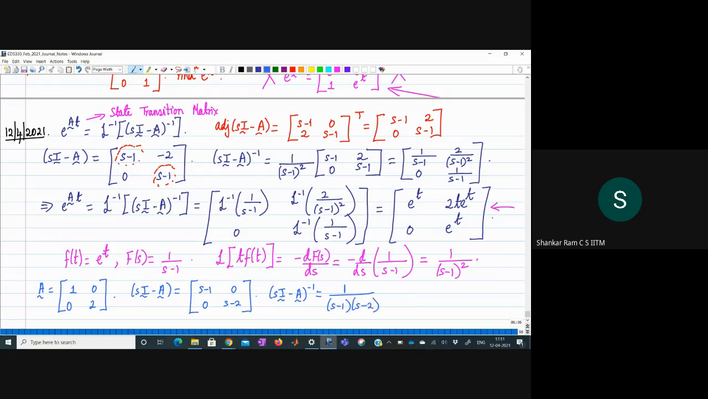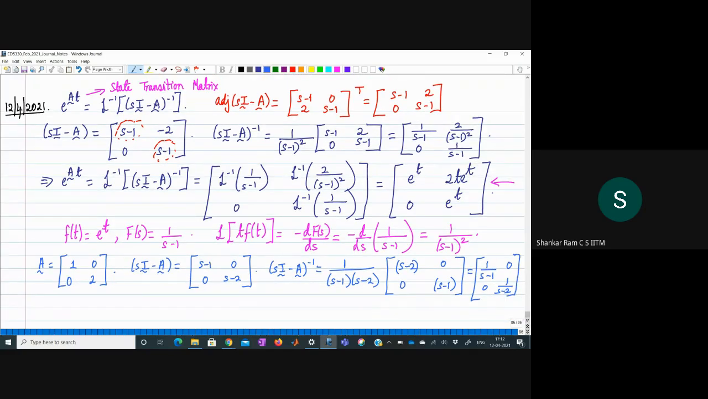For sI minus A inverse, you'll have the inverse matrix as 1 divided by s minus 1 times s minus 2. Now the adjoint matrix is once again swapping the diagonal elements, and we multiply the off-diagonal elements by minus 1. But in this case, the off-diagonal elements are all 0, so they remain 0. If we simplify this, we get 1 by s minus 1, 0, 0, and 1 by s minus 2. Okay, so this is what we will have.